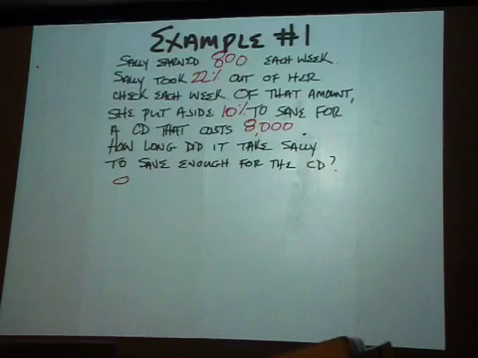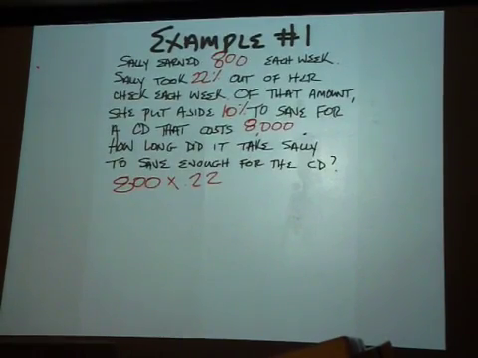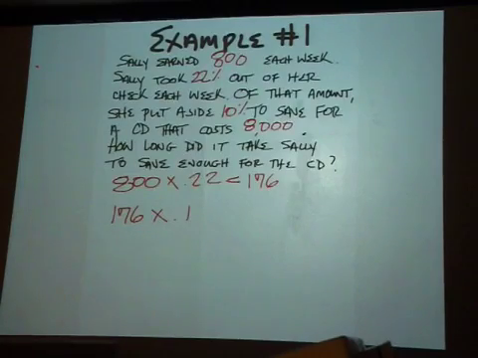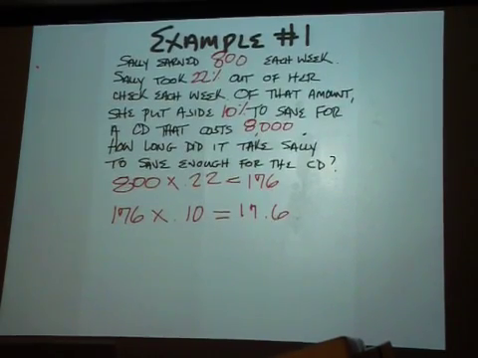So step 1 is 800 times 0.22, and that comes back to be an amount of $176. Of that $176, she's saving 10%. So multiply by 0.10. 176 times 0.10 is $17.60.